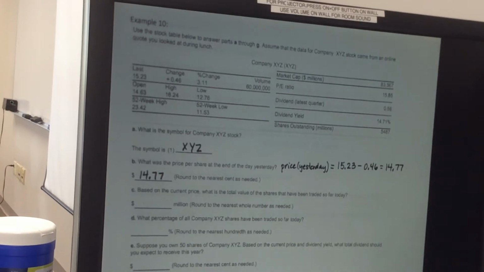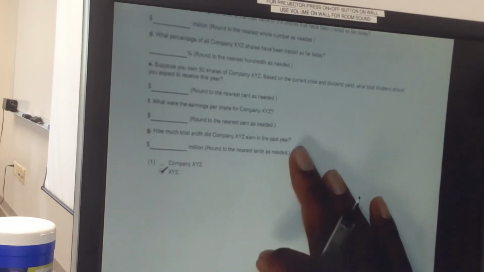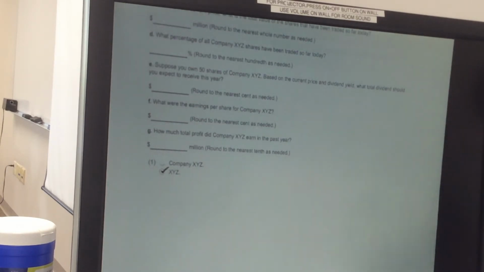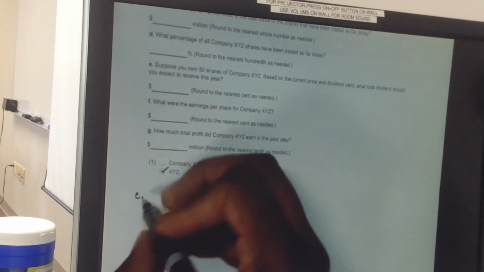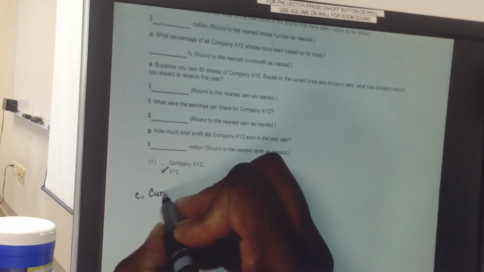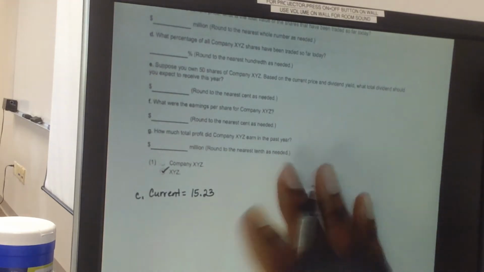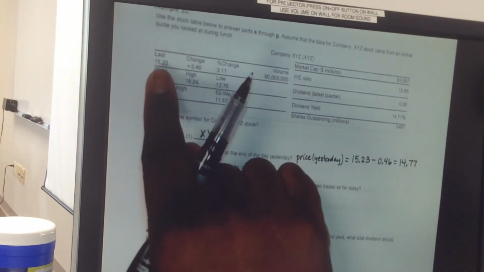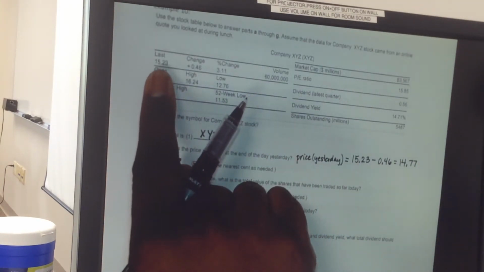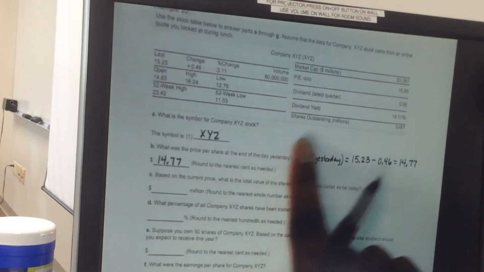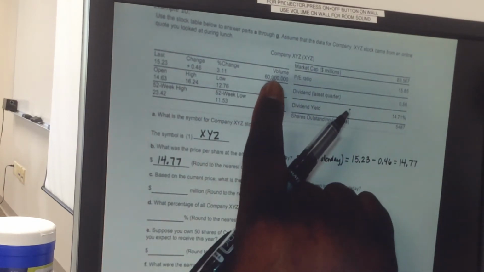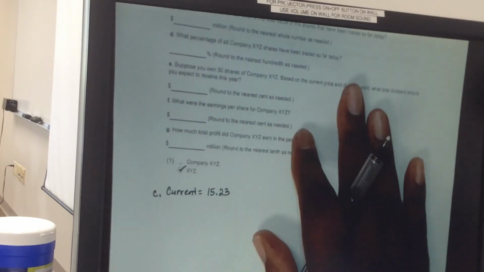Now part C, based on the current price, what is the total value of shares that have been traded so far today? I'm going to need to do this at the very bottom, because I'm not going to have spaces to do this, since the work is going to be different. The current price is the one that says last, $15.23. Let's look at the volume. Here it is, 60 million. That is your volume.